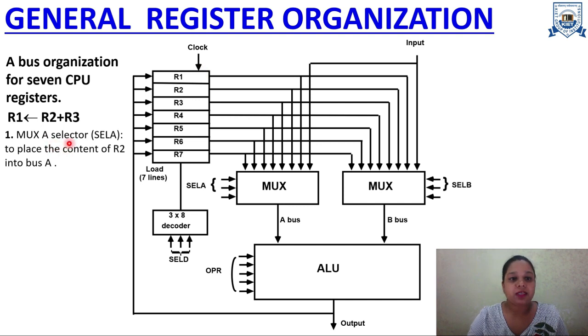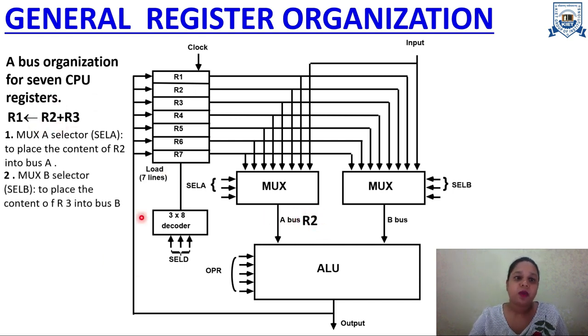First step, mux A selector. These are the select lines for mux A. On the basis of these select lines, the output of this mux is given. So mux A selector to place the content of R2 into bus A. It means whatever input binary digits are given to this select line, it will select one of the inputs from these registers, and that will be the output. So in this micro operation, the first input is R2. It means that R2 will come here.